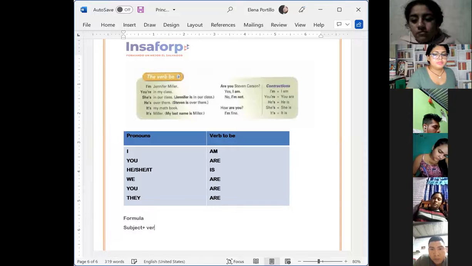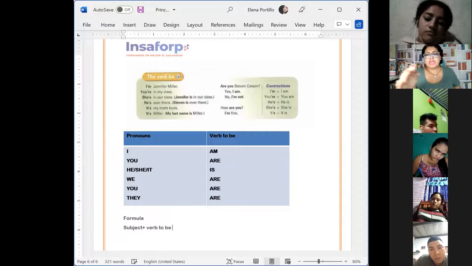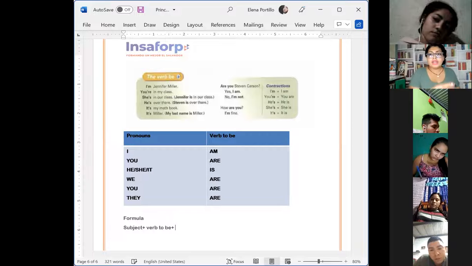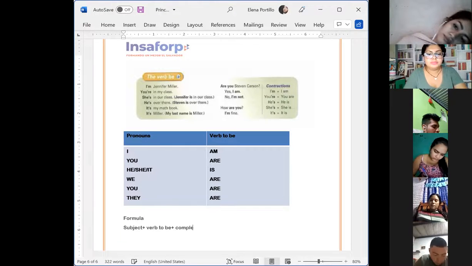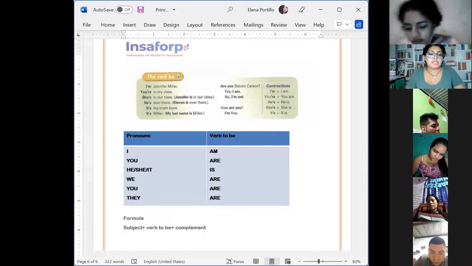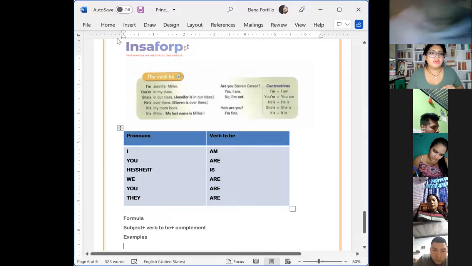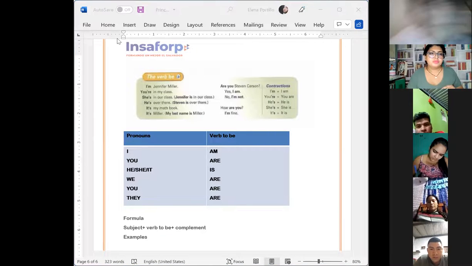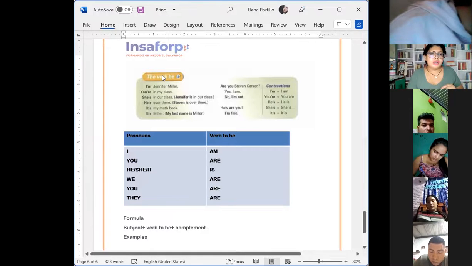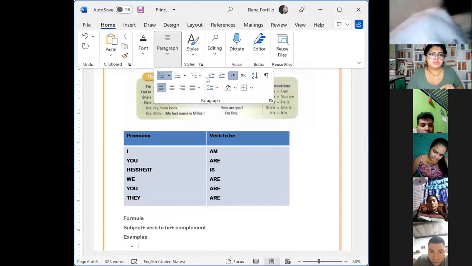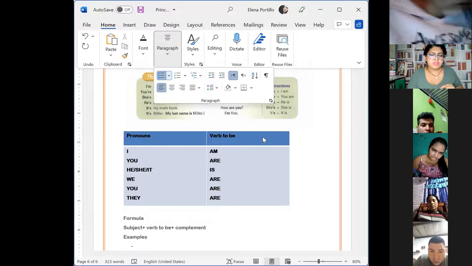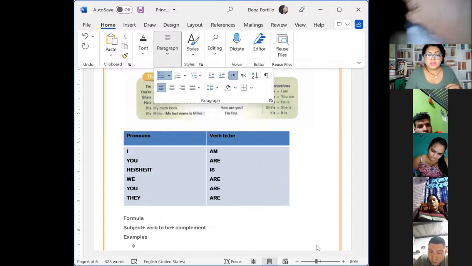Then we have verb to be, que es, ¿verdad?, la parte específica que le corresponde a cada uno de los pronombres. And then we have the complement. Tenemos el complemento, que es lo que le agregamos nosotros al final de la frase. So, we are going to create some examples in which we are going to apply the formula. So, let me have it like this. Okay.